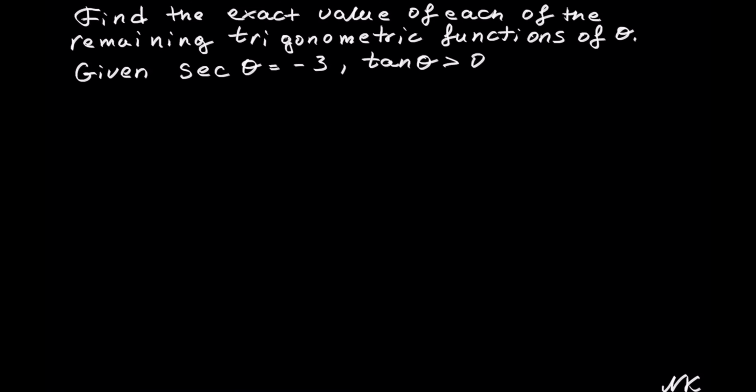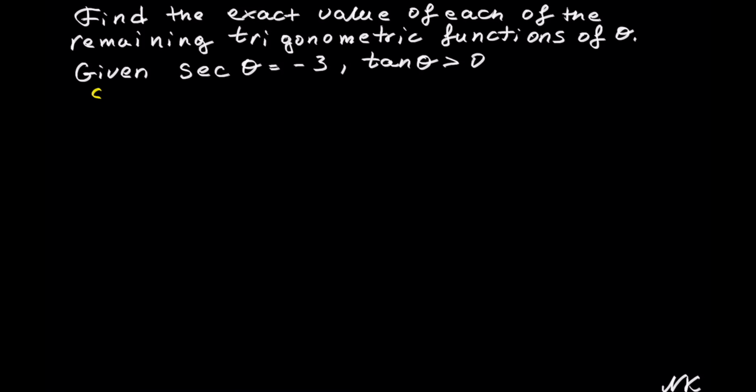Hello, in this video we will find the exact value of each of the remaining trigonometric functions of theta. We are given that secant of theta is -3 and tangent of theta is greater than 0. We can use a reference triangle to solve this problem, or we can use definitions of trigonometric functions of any angle, which are a little bit faster to do.